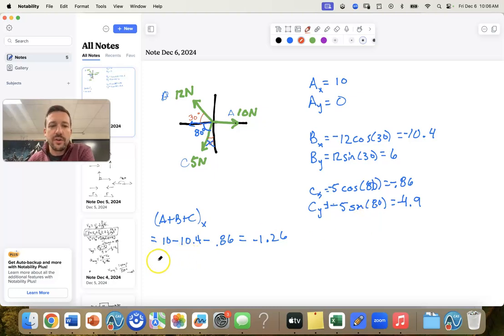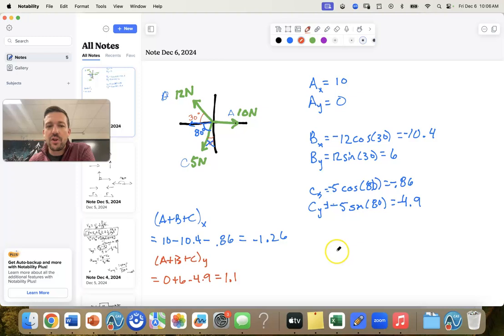Let's do the vertical one in red here. So we'll do A plus B plus C in the y direction, and that'll just be all the y's. So the first one's 0, I don't even need to worry about it. Okay, and then plus 6, and then this one is minus 4.9. And so 6 minus 4.9 is 1.1. Okay, so there is my answer right there, the x and the y.